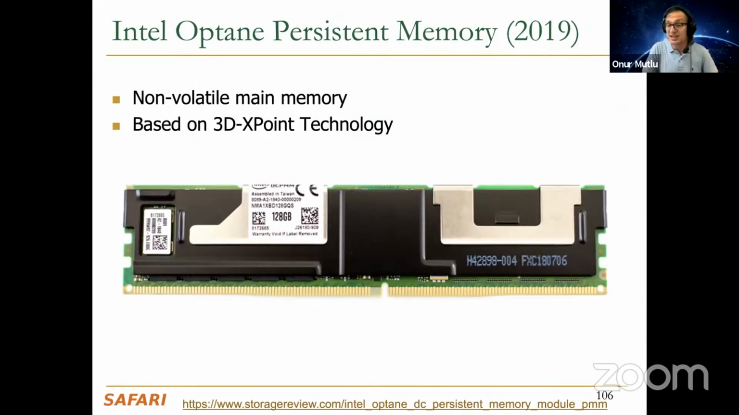But this technology is real, actually. Intel Optane persistent memory was introduced in 2019. This was also introduced as a storage technology earlier than 2019. But basically, this is non-volatile main memory. This is a persistent memory. It's based on what Intel calls 3D XPoint technology, but fundamentally, it's phase change memory internally.